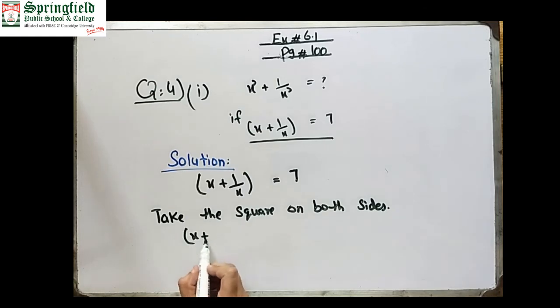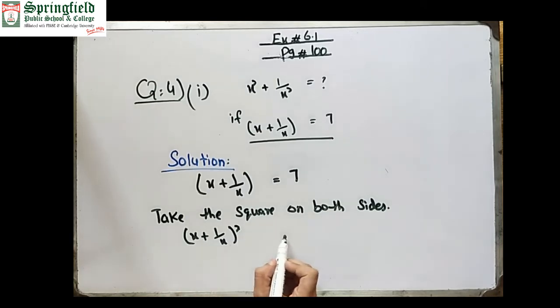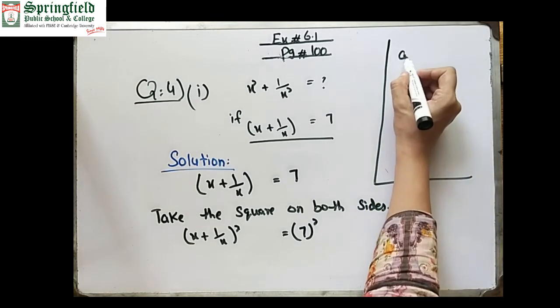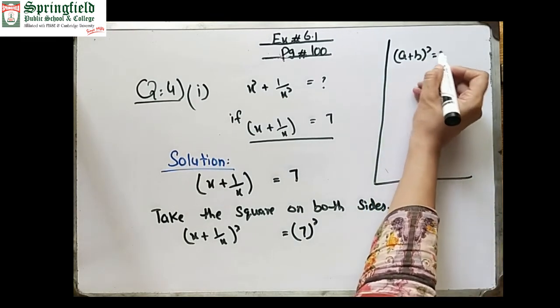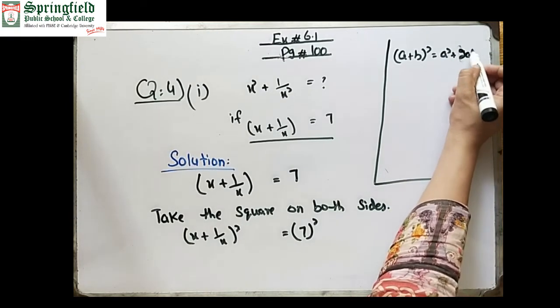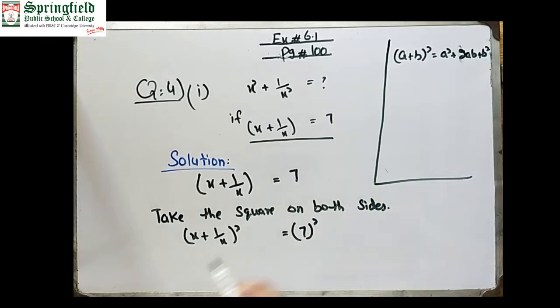So it will be (x plus 1 by x) whole square is equal to 7 whole square. Now open the formula. Open the x plus 1 by x according to formula. So (a plus b) whole square is equal to what? (a plus b) whole square is equal to a square plus 2ab plus b square. Fine. Now a is just like x and b is 1 by x.